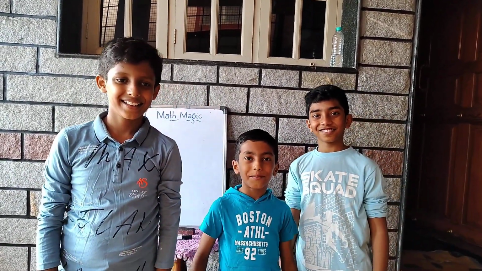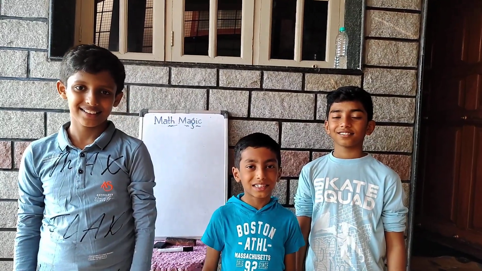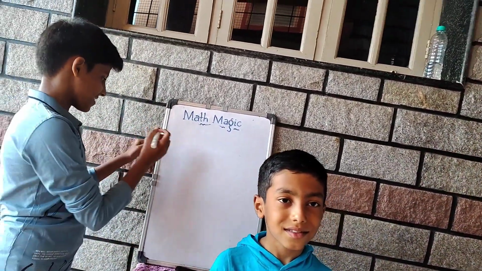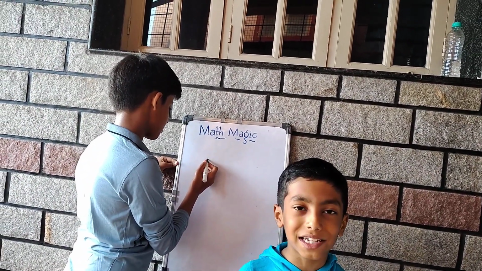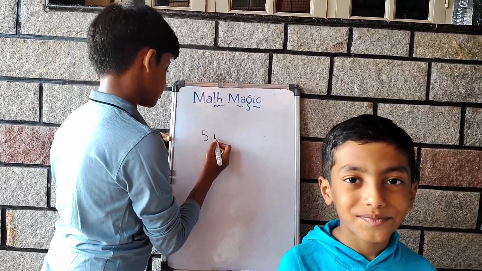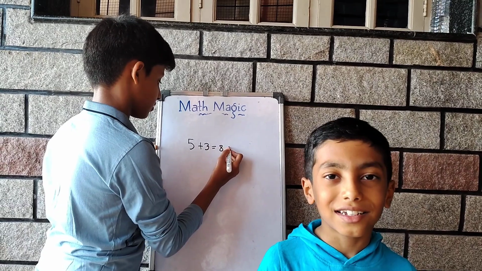Today's topic is math magic. I'm going to show you a magic. Let's start. Write your male members in your family. Done. Add 3. Okay. Multiply by 5.